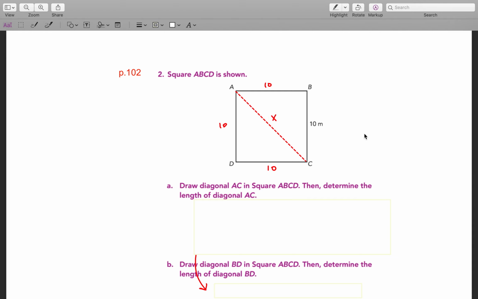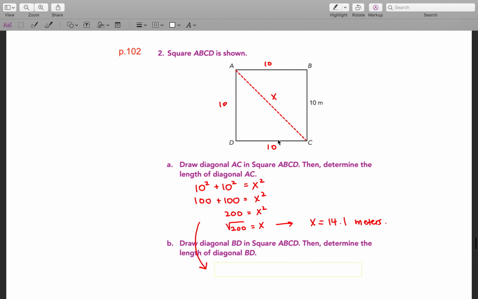Same way we just did, we have 10 squared. You should be able to visualize this right triangle right here with the diagonal being the hypotenuse. So this is 10 squared plus 10 squared is equal to x squared. So let's do that. We know that 200 is equal to x squared. You would take the square root of 200, which is about 14.1 meters. That means this hypotenuse, or this diagonal AC, is 14.1.